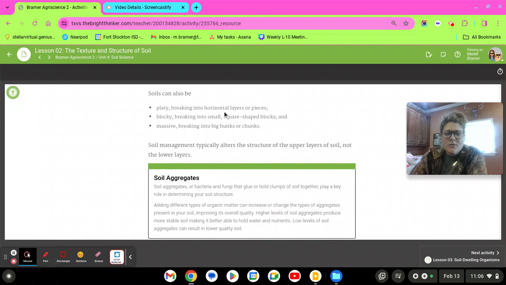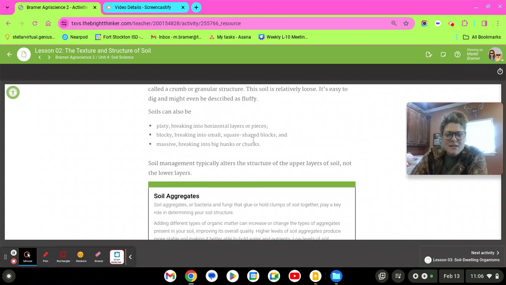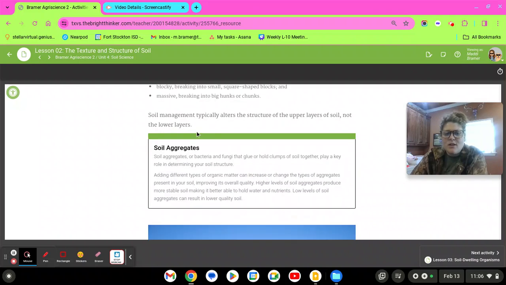Soils can be platy, which means they break into horizontal layers or pieces like plates, tectonic plates. Blocky, so they could break into small square blocks, or massive, breaking into big chunks. You want soil that's good to work with, easy to work with. That's a good telltale sign that it's good soil.